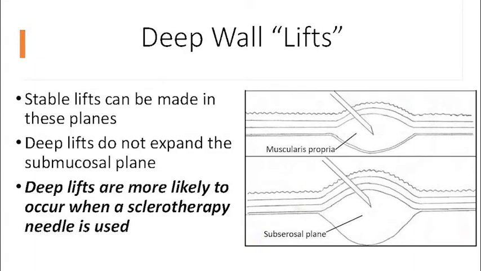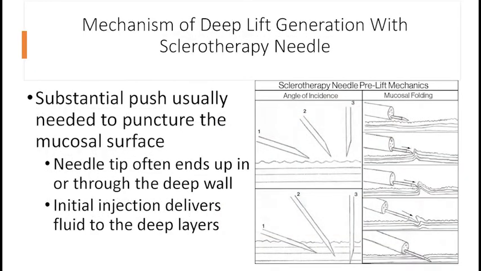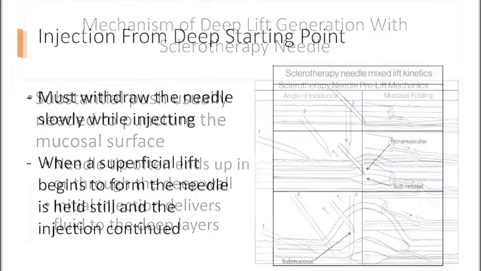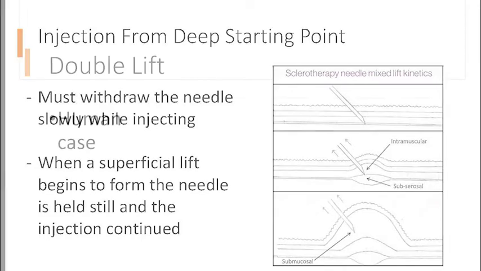Deep lifts are more likely to occur if a sclerotherapy needle is used. Deep lifts are less distinct, shorter, and wider. In contrast, a submucosal lift is usually round, tall, and has clear borders. To puncture the mucosa, a hard push is usually needed because the surface slides away from the needle tip. A powerful thrust commonly leaves the tip in the deep wall. When the injection is begun, the fluid will go into a deeper layer. The sclerotherapy catheter must be slowly withdrawn while injecting until a superficial lift begins to form, at which point the needle is held stationary and the injection continued.